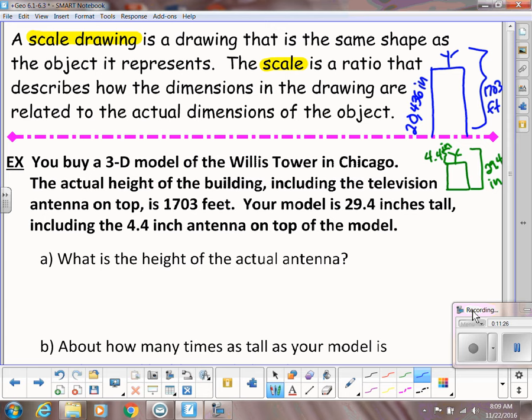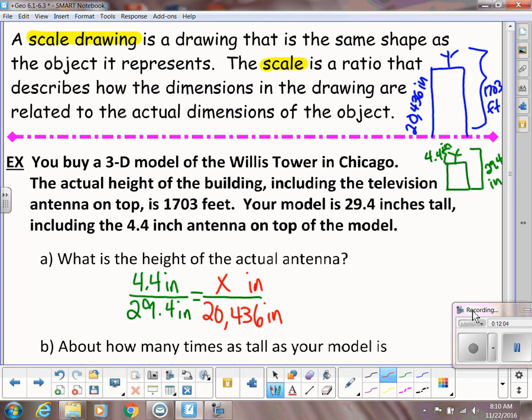Now it's asking, what is the height of the actual antenna? Well, the antenna in our model is 4.4 inches compared to the whole height of the model, which was 29.4 inches. We set that equal to the actual antenna over the actual height of the building, which we just said was 20,436 inches. So we should be able to figure out the actual height of the antenna in inches, and then we can convert that to feet if we want to.